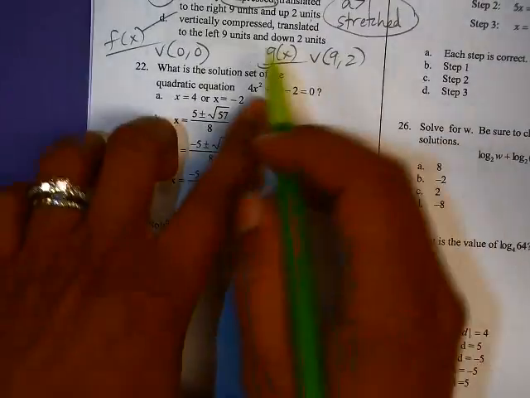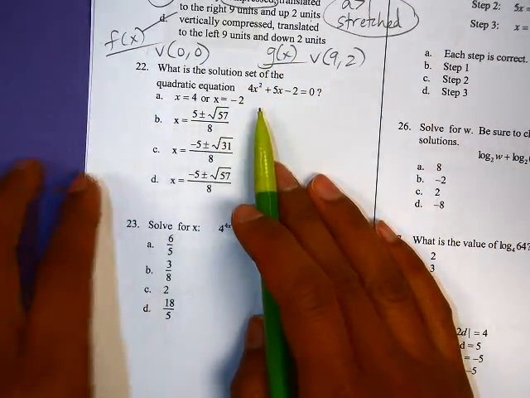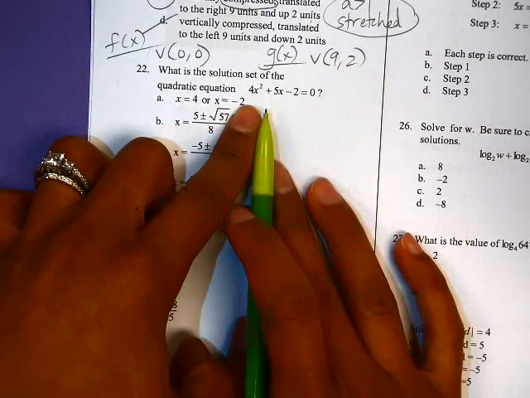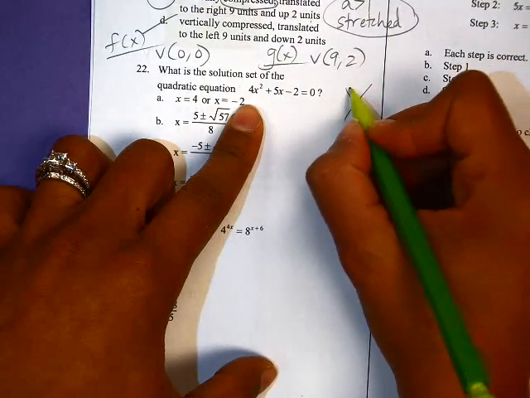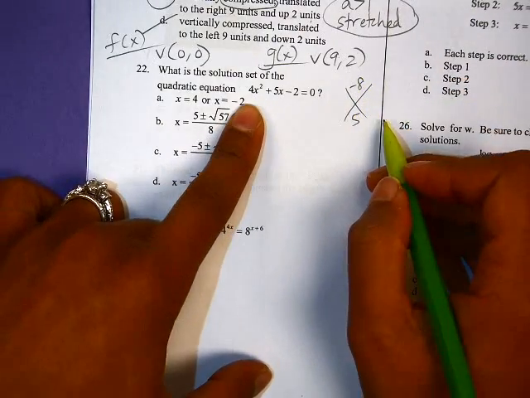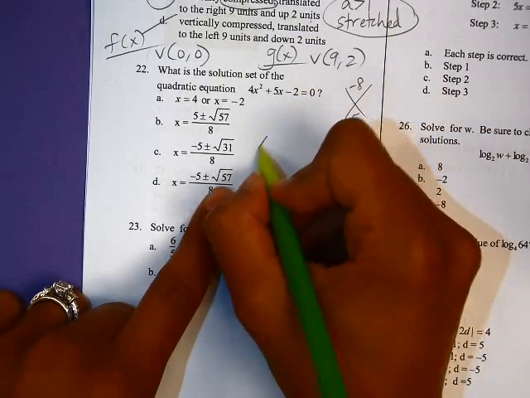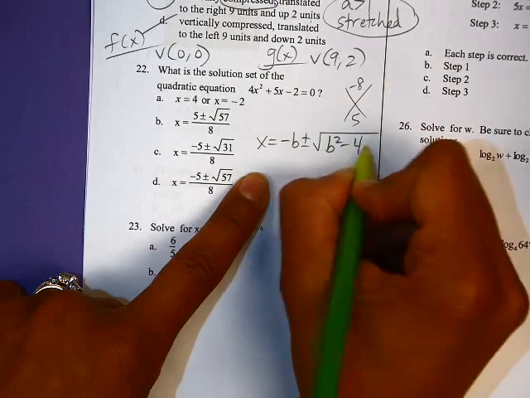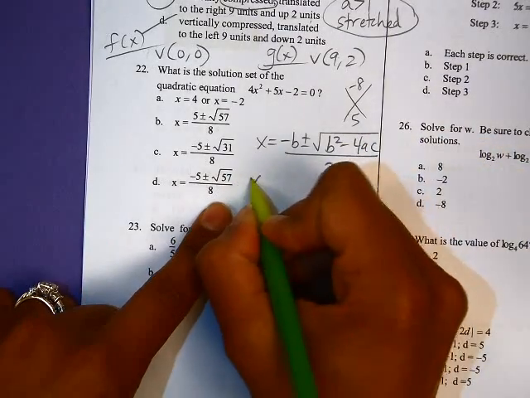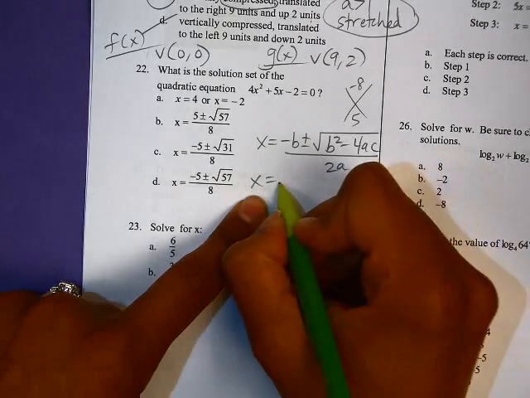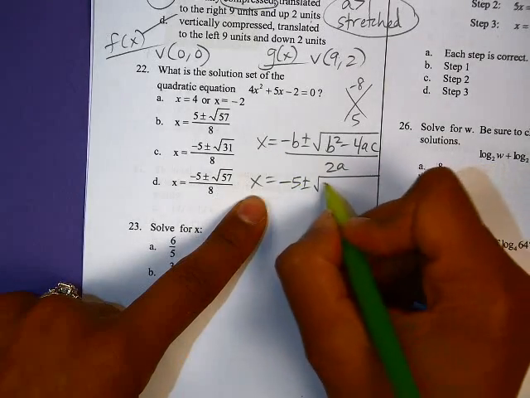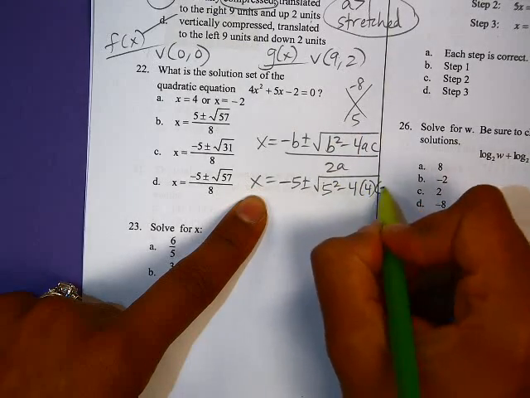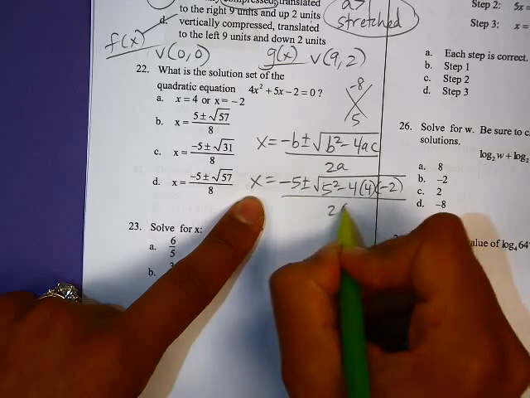Problem 22, we need to solve using the quadratic formula. We could try factoring, but this is not a problem that is factorable, as we can see by creating the x. So using the quadratic formula, which you need to make sure you memorize, let's plug in our a, b, and c values. So negative 5 plus or minus the square root of b squared minus 4ac, all over 2a.